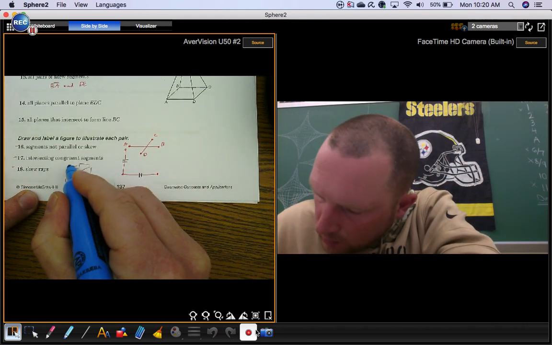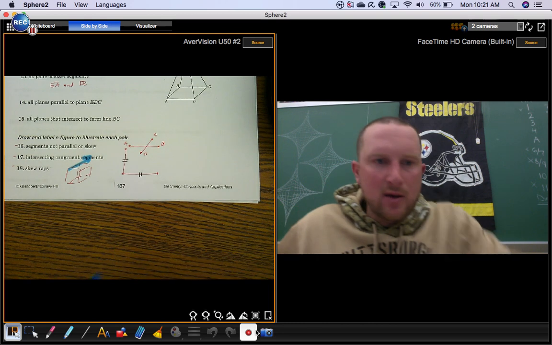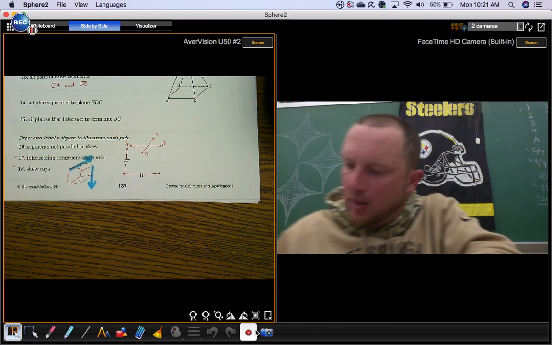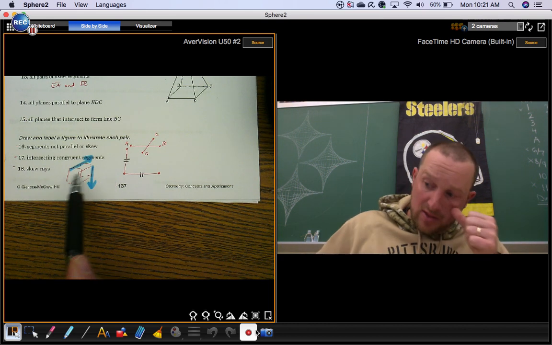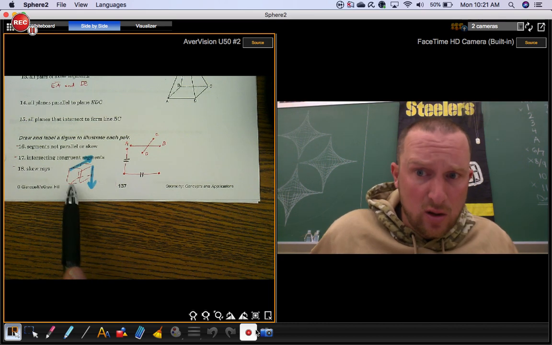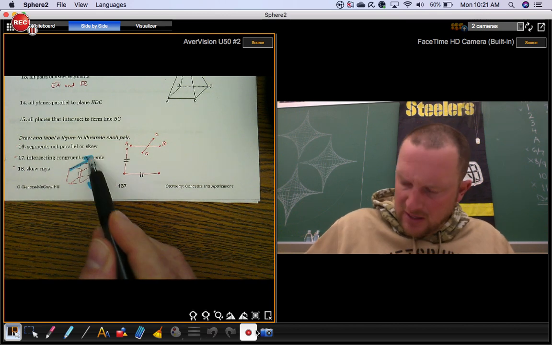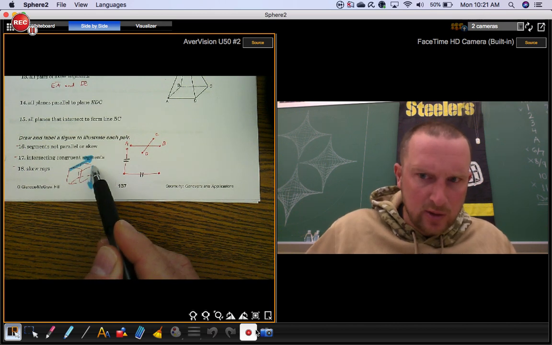So I'm going to go with that ray, and then I'm going to go with that ray. Notice how the diagram, or the solid figure, gives it a three-dimensional feel. If I just drew these two blue rays, it would look like they're intersecting.